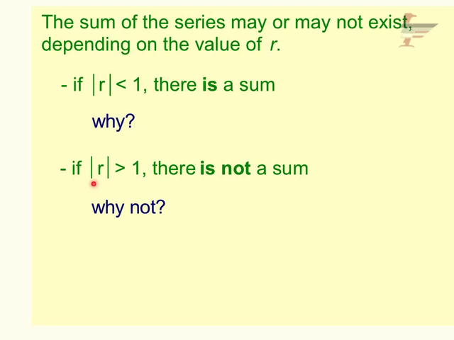If your ratio is greater than 1, there is not a sum. So sometimes your answer will be no sum. And then why will there not be a sum? That's because you keep adding numbers that are getting bigger and bigger and bigger, so your sum keeps getting bigger and bigger along with it.